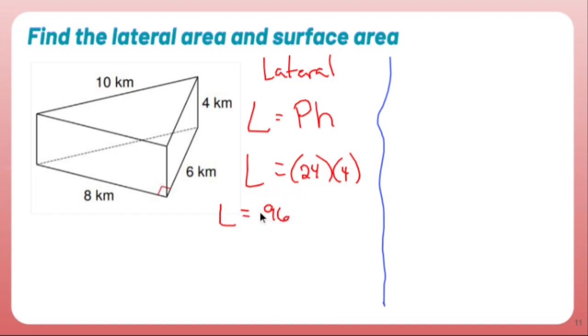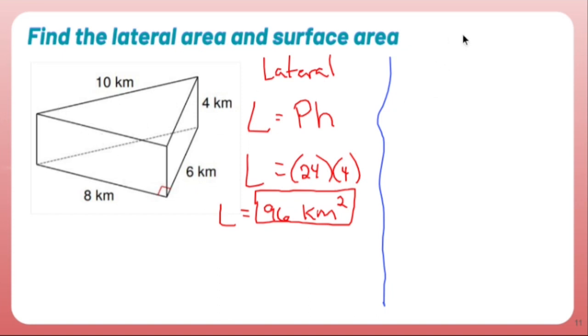I can handle the math on this one. Now, this is kilometers, and we're talking about area. So the lateral area is kilometers squared, because with area, you square your units. That is the lateral area. Now, what I want to do is I want to find the total surface area of my shape here.